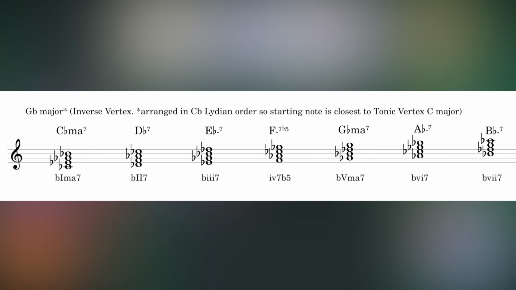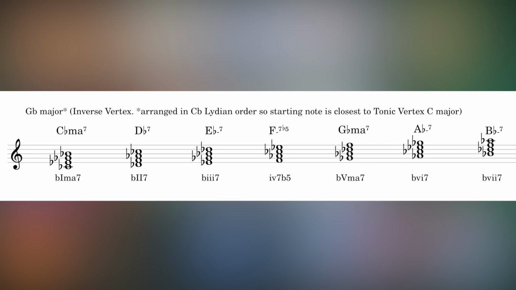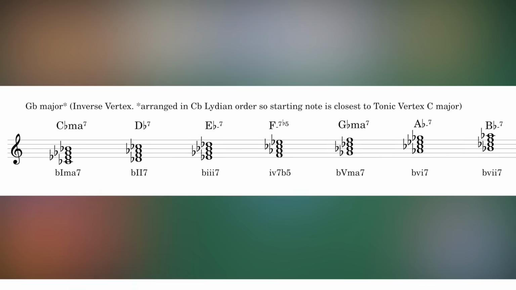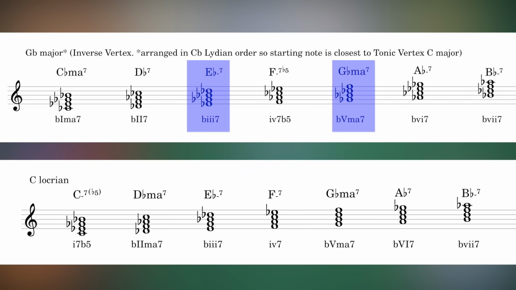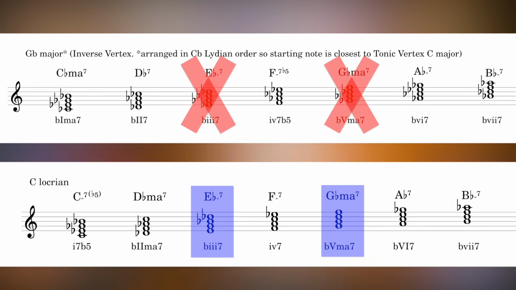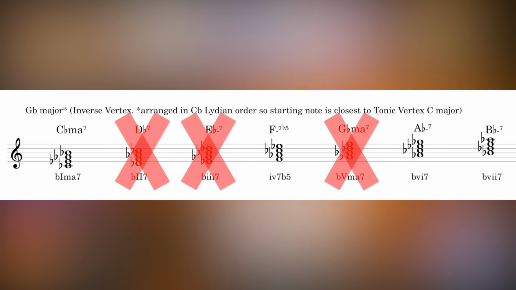Assuming we're in major, these are the chords from inverse vertex, arranged so it starts closest to our 1 chord. Barring tensions, some of these chords can be derived from more common sources. For instance, the flat 5 major 7 and flat 3 minor 7 are most often heard as modal interchange from parallel Locrian. The flat 2-7 and flat 7 minor 7 face similar problems.